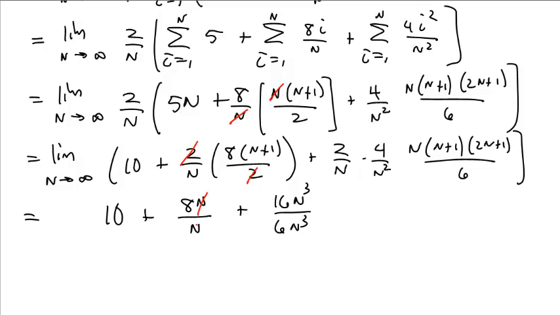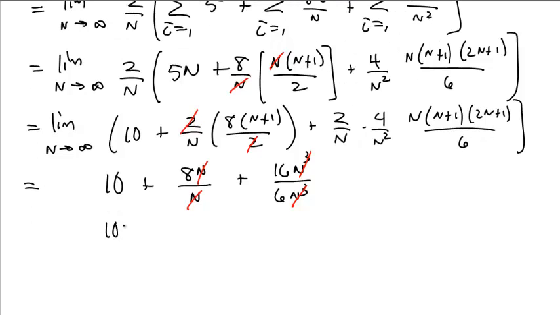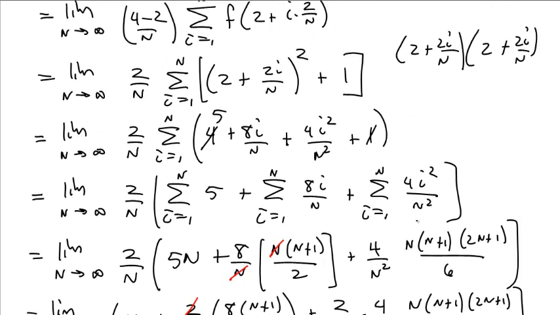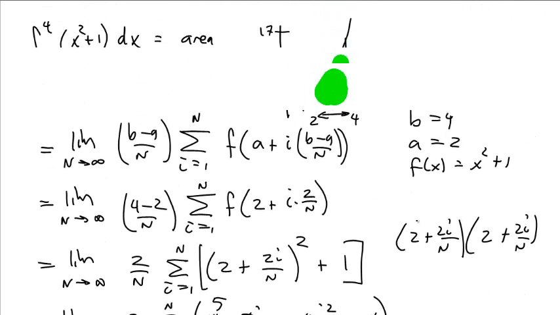And these come out quite nicely. Because of the limit as n goes to infinity, these go away and we are left with 10 plus 8 plus, let's see, 8/3. Which is, what is that? 18 plus 8/3 is 2 2/3, or 20 2/3. What is 20 2/3?